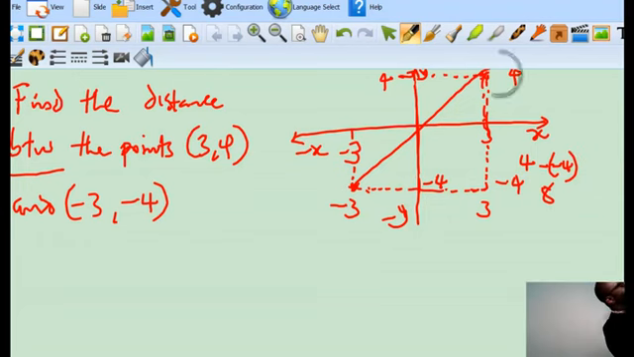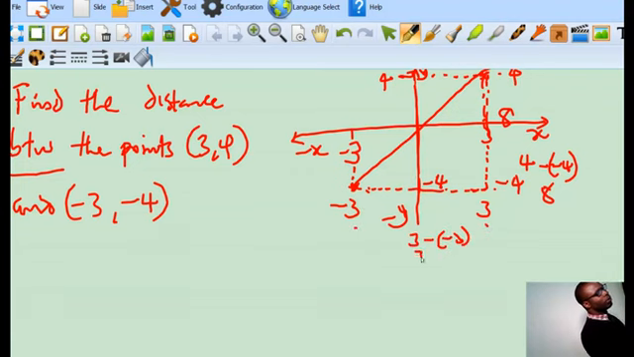This point and this point is what we are trying to find now. That is 8, 4 minus 4, and the distance between this point and this point will be 3 plus 3, which is equal to 6. Now, the distance between this point and this point is 6.